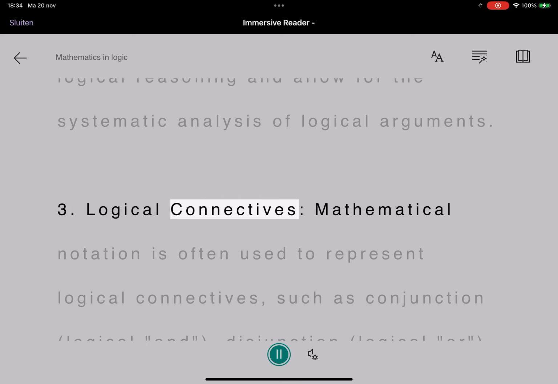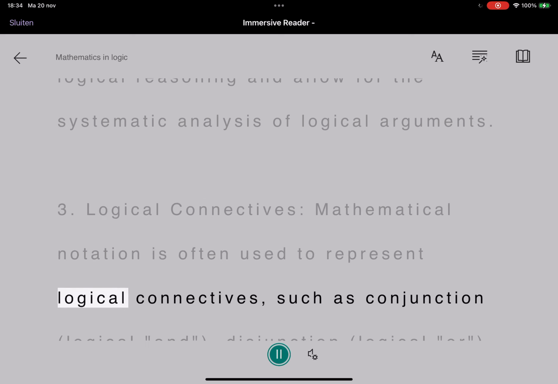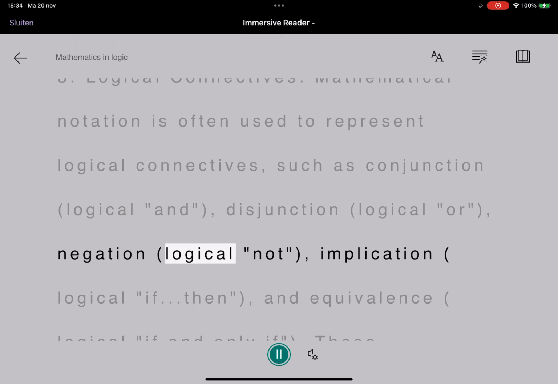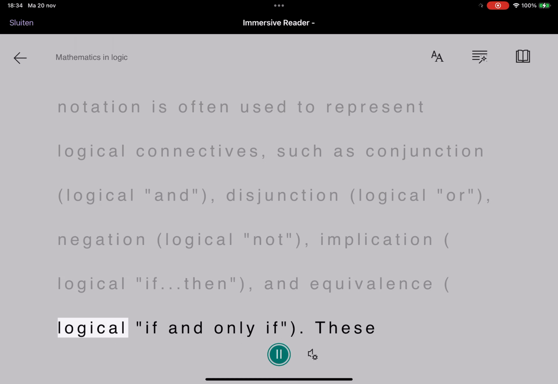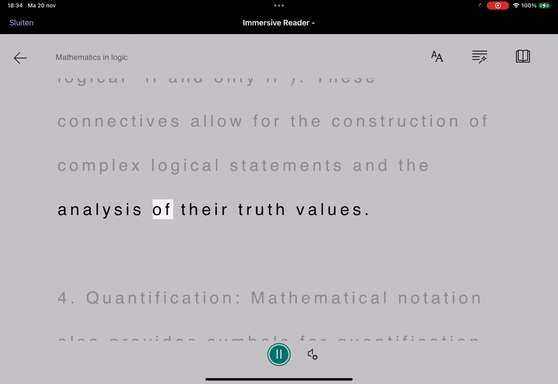3. Logical connectives. Mathematical notation is often used to represent logical connectives, such as conjunction (logical and), disjunction (logical or), negation (logical not), implication (logical if, then), and equivalence (logical if and only if). These connectives allow for the construction of complex logical statements and the analysis of their truth values.